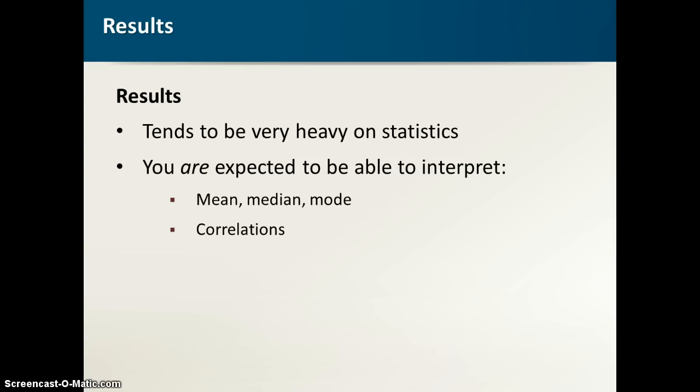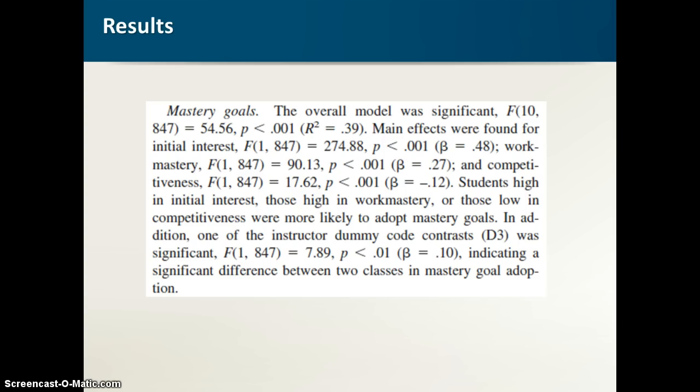Once you get past this, you're going to get into the results section. And the results section tends to be very heavy on statistics. This is not a statistics class, and I am assuming that you guys do not have a strong background in statistics. So the things that I do expect you to be able to interpret are mean, median, and mode, and any kind of correlation. Anything beyond that, don't worry about it. So here, for example, I've copied a paragraph from this article. It'll have things like this. I know that you don't know what F is, that you don't know what beta is, and that's okay. Don't worry about it, just accept it and move on.